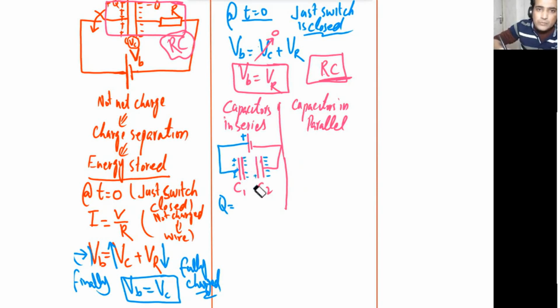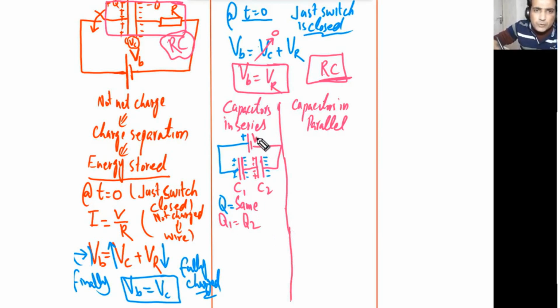So here now we have only net positive charge. There are electrons, but we are saying net positive charge. So the Q is the same. It means the Q on C1 is equal to the Q on C2. Another way you can say it is Q1 is equal to Q2.